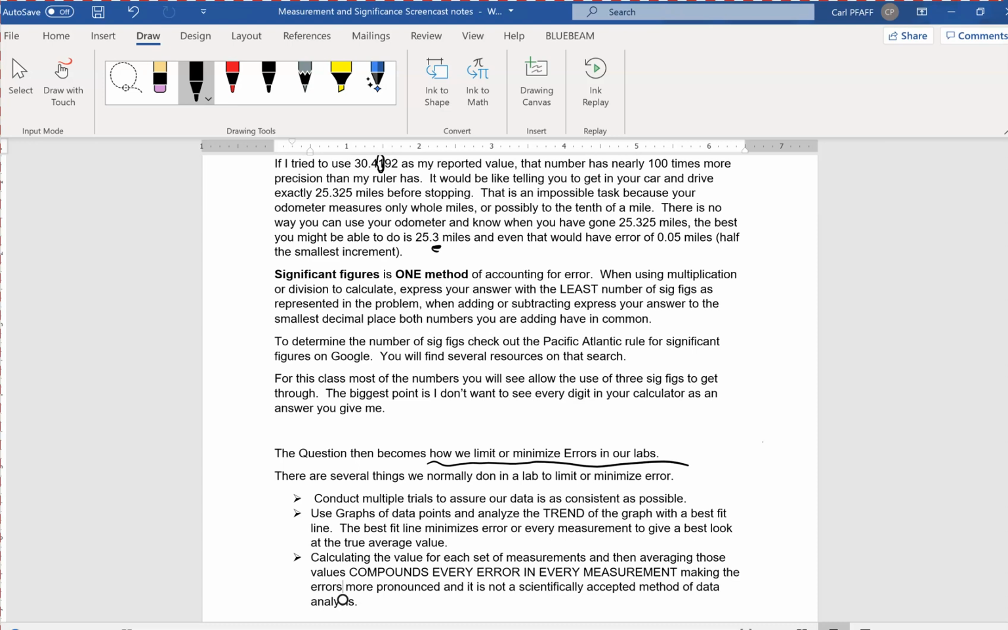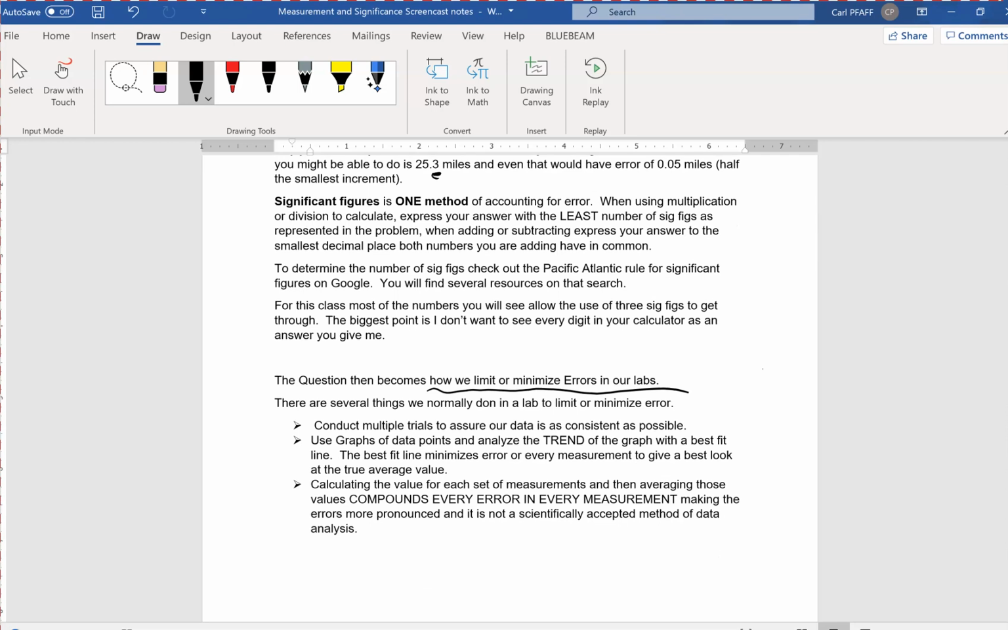And for that, there are several different things we can do. First thing we can do, we can always conduct multiple trials of a measurement to assure that all our measurements are as consistent as possible. So we don't have a possibility of reading something between 5 and 6 and thinking it was between 4 and 5. So we make multiple trials to make sure our data is as consistent as possible.